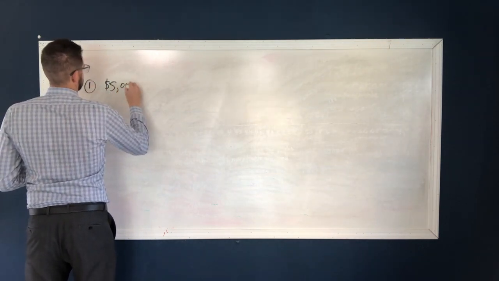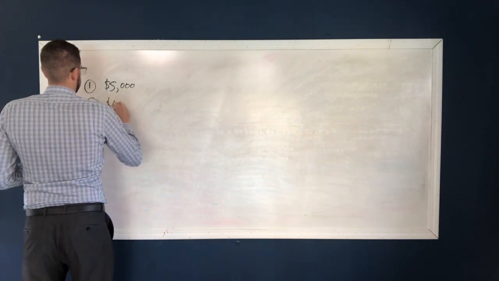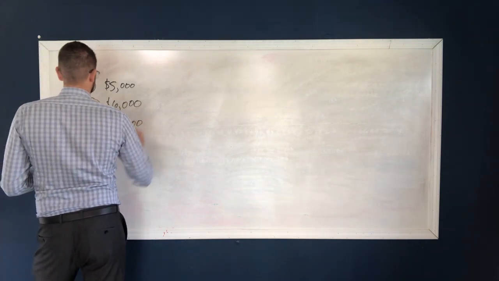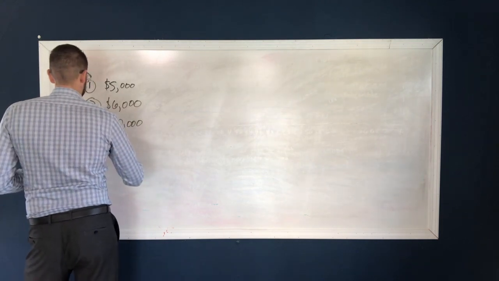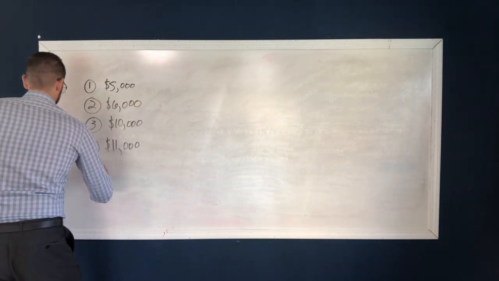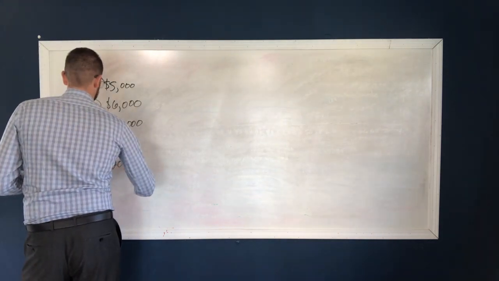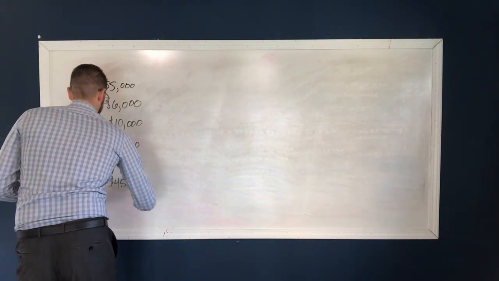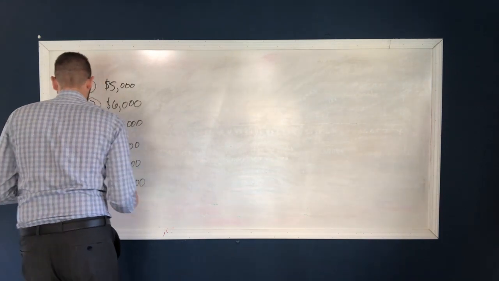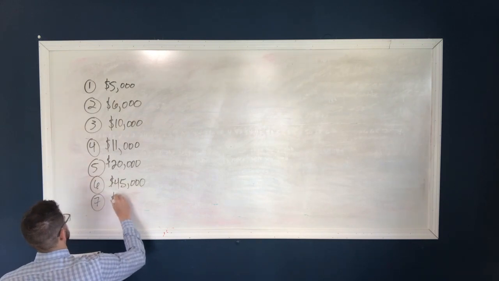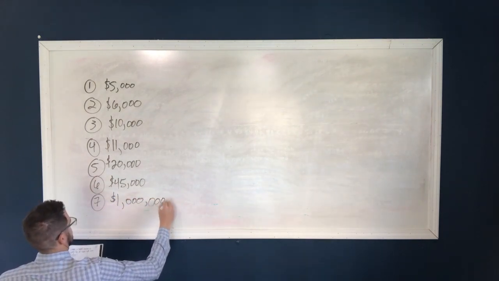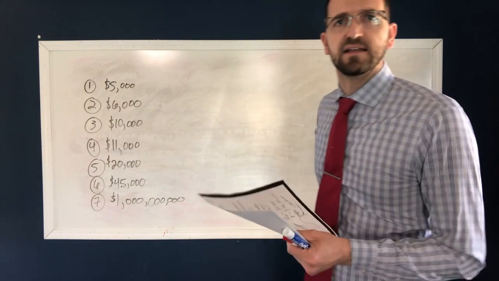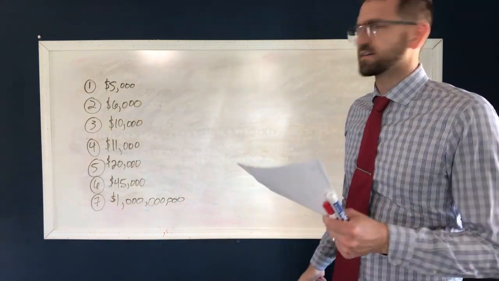And maybe the first person said $5,000, the second person said $6,000 a year, the third person said $10,000 a year, the fourth person said $11,000 per year, the fifth said $20,000 per year, the sixth said $45,000, and the seventh said $1 billion a year. I suppose maybe you ran into an entrepreneur that was giving a talk or accepting an award on campus.